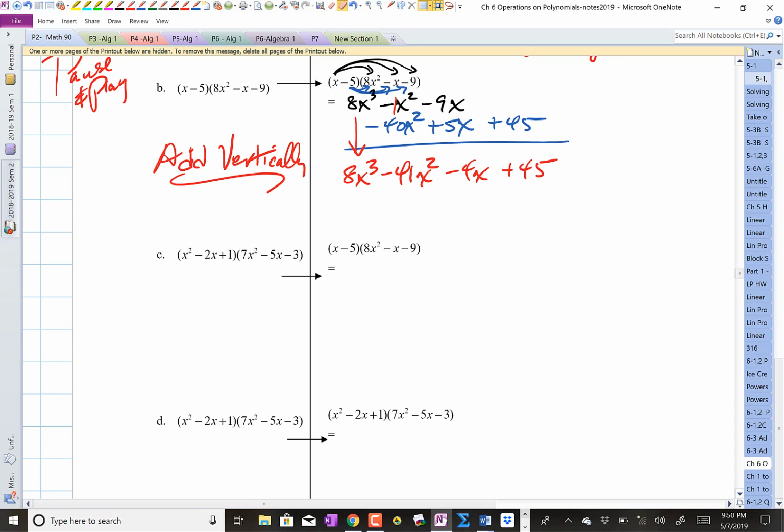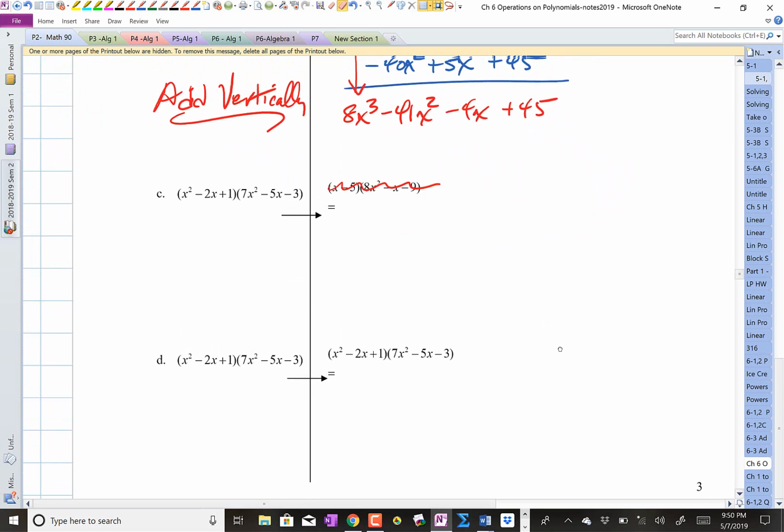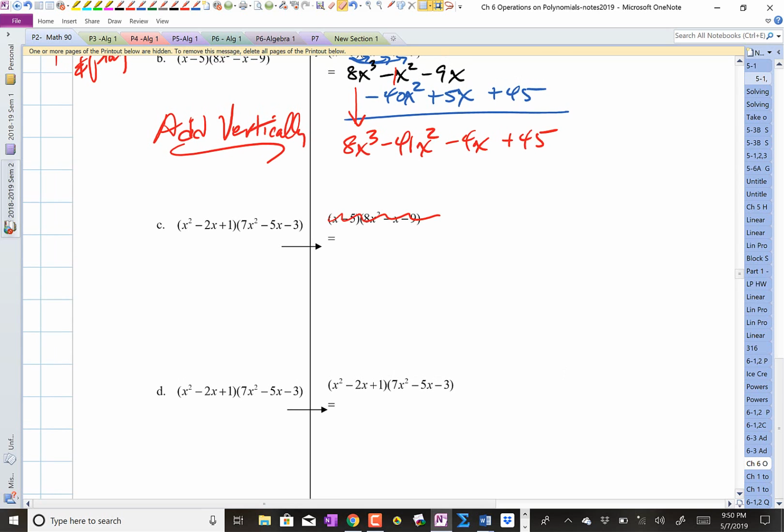Okay, I think we ought to resume here. So we're going to try this here. We got to fix this problem because it wasn't fixed here. So let me restate the problem. So we got x squared minus 2x plus 1, times 7x squared minus 5x minus 3. I'm just rewriting the problem over here.